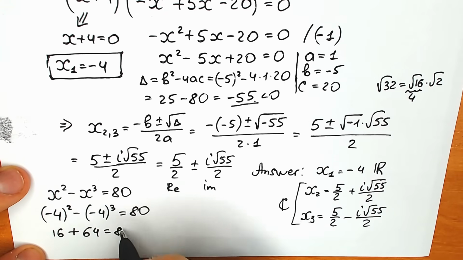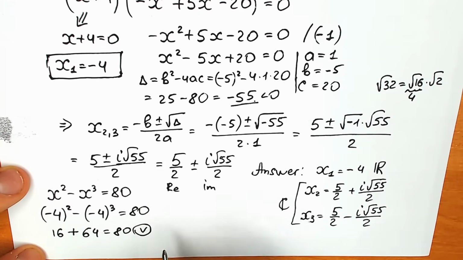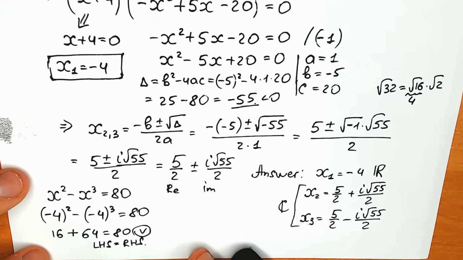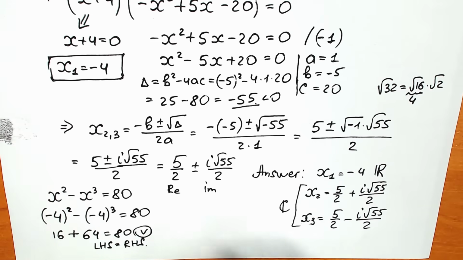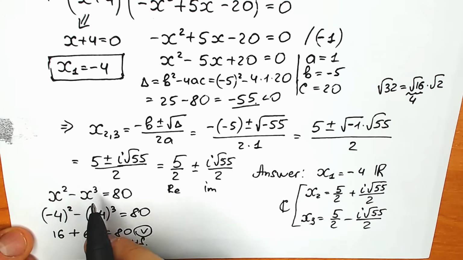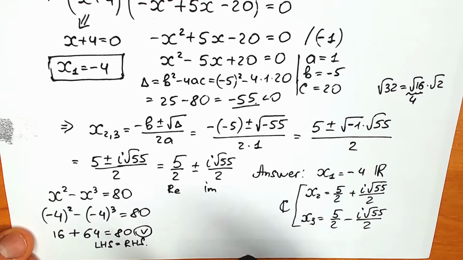So as a result, as you can see, right here we have an absolutely correct expression. Our left hand side equal to our right hand side. So our root is absolutely correct. And this is our final answer. Yeah, we have a cube, and according to the fundamental theorem of algebra, we have the third power. So it means that we have three roots in total.